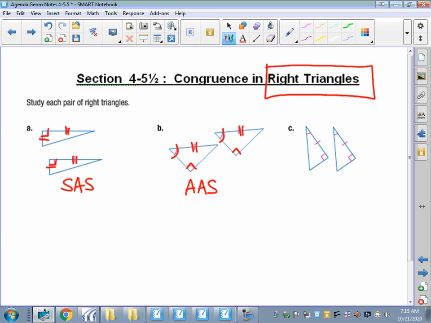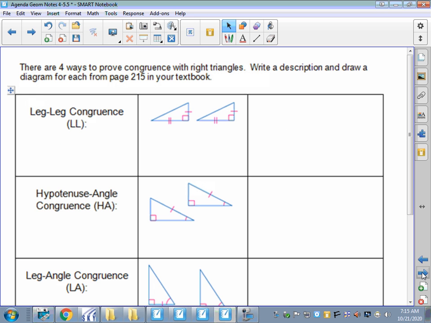And in letter C, hopefully you notice we've got the pairs of right angles, the included sides in the middle, and then the acute angles up at the top. So that looks like angle, side, angle. Well, these are all right triangles. So we actually have some special rules that apply to right triangles. So let's make these speedy. The first one, by the way, is on page 215 of your textbook.